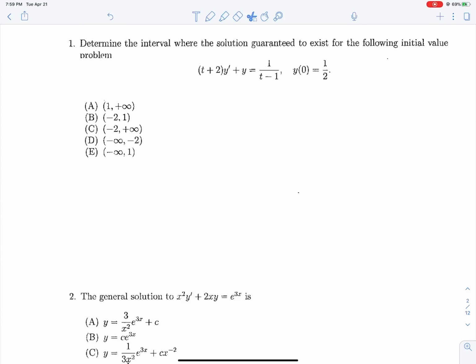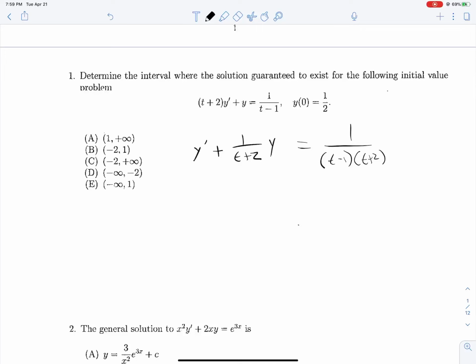Let's get going. Question 1, let's determine the interval where the solution is guaranteed to exist for this initial value problem. Dividing everything by t plus 2, we see that y prime plus 1 over t plus 2 times y is equal to 1 over t minus 1 times t plus 2. So this thing has some undefined behavior when t is equal to negative 2, and when t is equal to 1, and nowhere else. So everywhere else on the number line, we're perfectly fine.